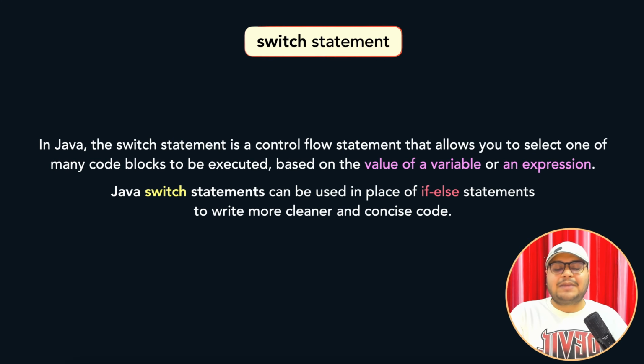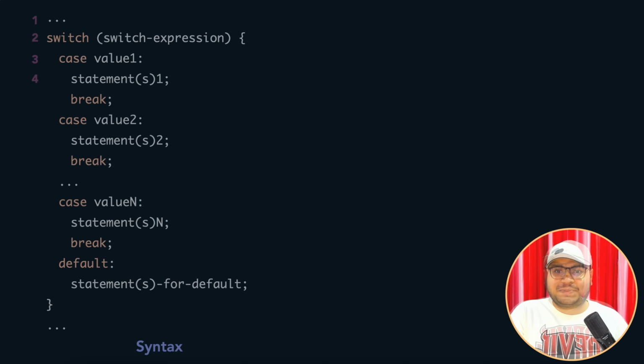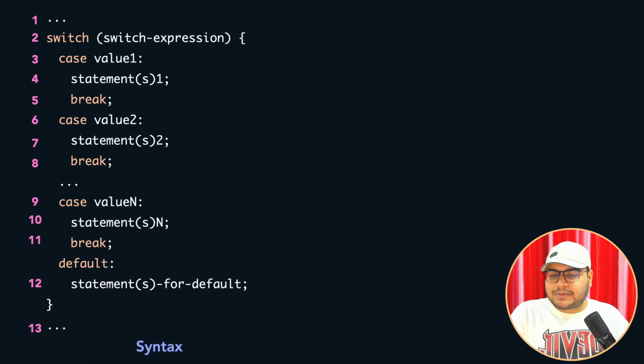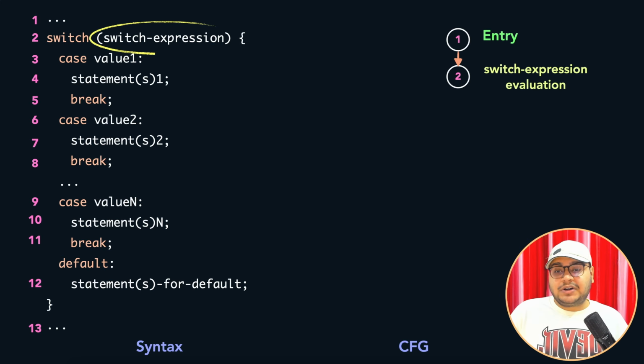Java switch statements can be used in place of an if-else statement to write cleaner and more concise code. Let's break down the rules of working with a switch statement. Here's the basic syntax of a switch statement. To understand it better, we will number the statements and use flow graphs for visualization. We begin with the keyword switch, followed by a switch expression in parentheses. This basically signals to Java that the switch block has started.